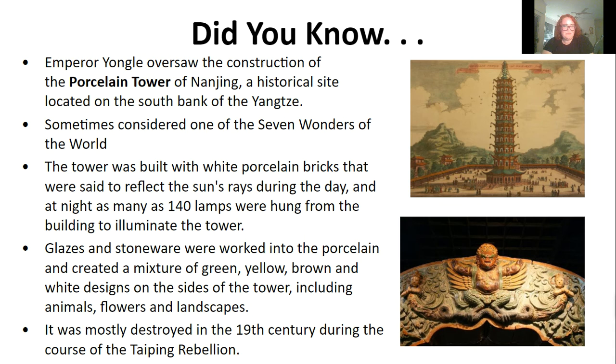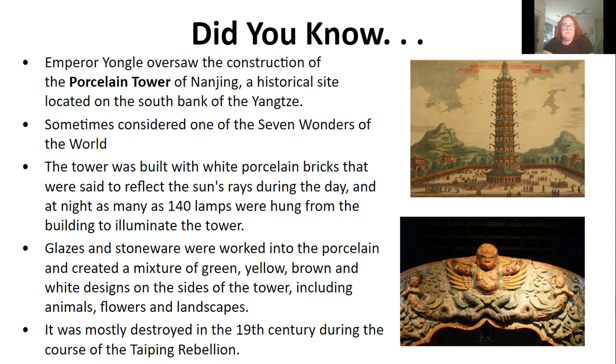So Emperor Yongli actually oversaw the construction of what's called the Porcelain Tower in Nanjing. It's a historical site that's on the bank of the river. Sometimes considered one of the 7 wonders of the world, the tower was built with white porcelain bricks. It was said that these bricks would actually reflect the sun's rays during the day, and at night as many as 140 lamps were hung from the building so that it would illuminate the tower.